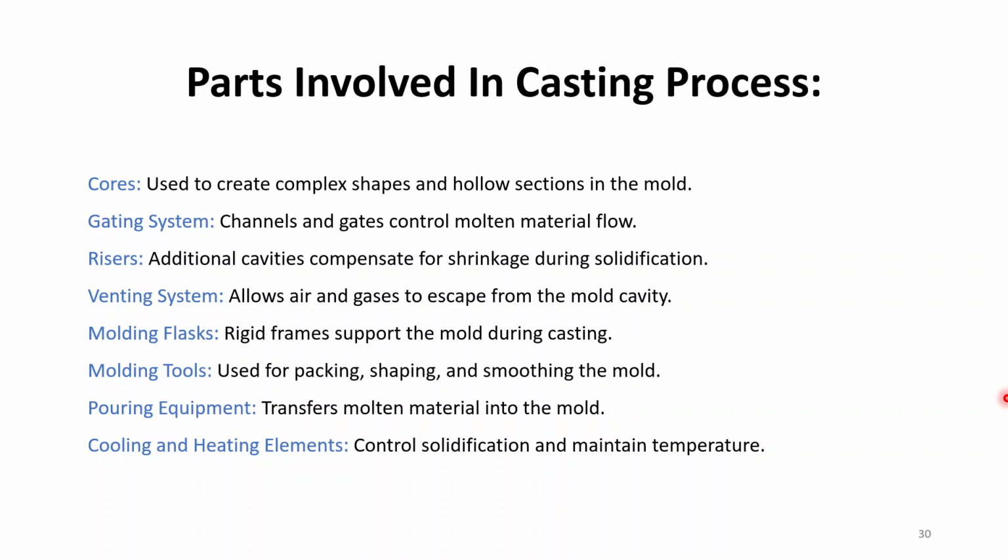Molding flasks are rigid frames that support the mold during casting. The molding flask is made of cope and drag. Then you have molding tools, which are used for packing, shaping and smoothing of the mold. Then you have pouring equipment for transferring molten material into the mold. Ladle and furnace all count as pouring equipment. Cooling and heating elements control the solidification and maintain the temperature.